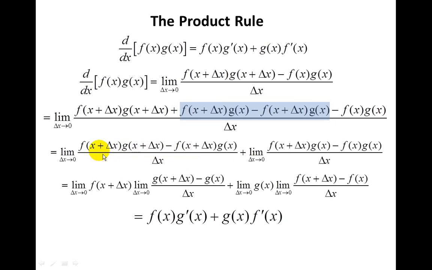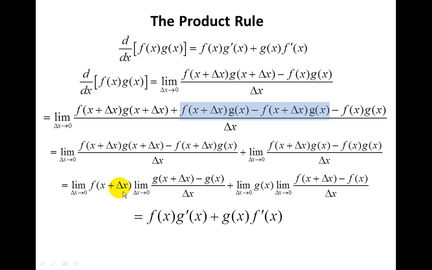Now what I want to do with this first limit is factor out this common factor of f of x plus delta x. I've got one here, and I want to factor it out and put it out front. And what that leaves me with is the limit as delta x goes to 0 of f of x plus delta x, times the limit of this thing, which is the difference quotient for g of x. So what I had up here was a limit, and now I've broken it into a product of two limits. So these are the same.